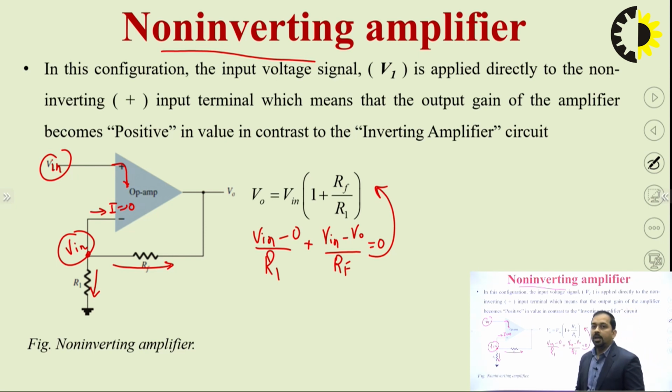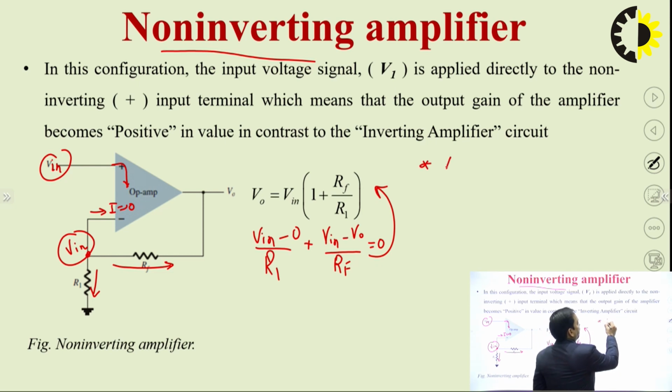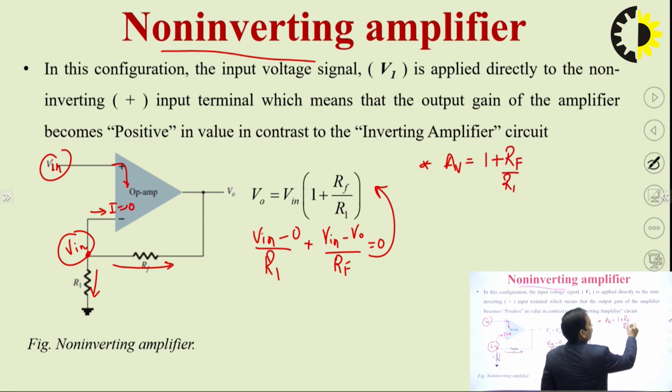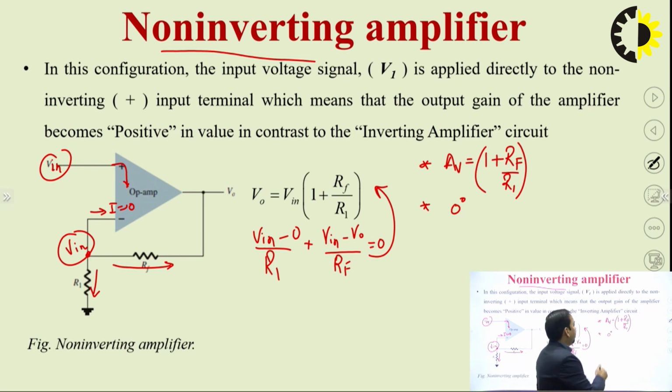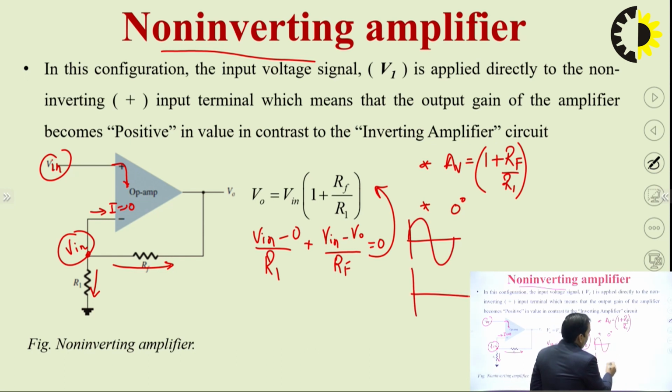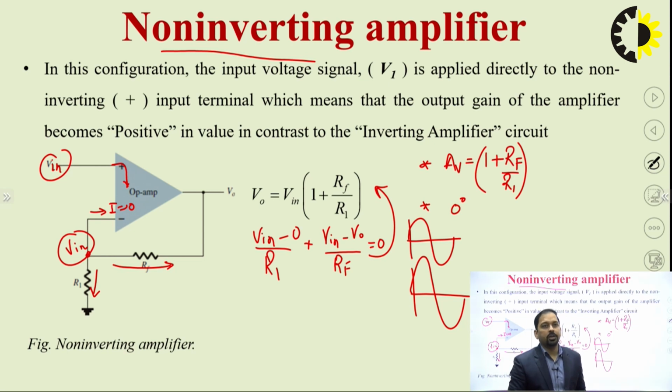So here again two key points are there. First, the voltage gain of the non-inverting amplifier is 1 plus RF by R1. Also, the phase difference between input and output voltage is 0. Means if we provide an input signal of this type, the output signal is also in the same phase. Same phase means a phase shift of 0 degrees.